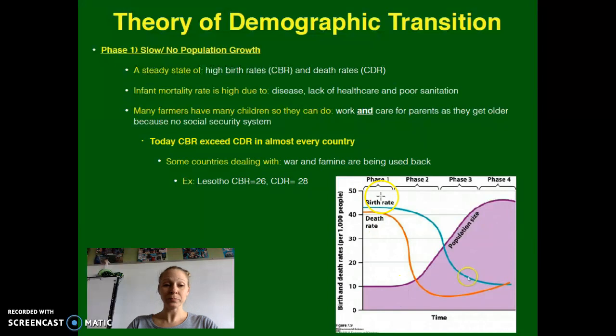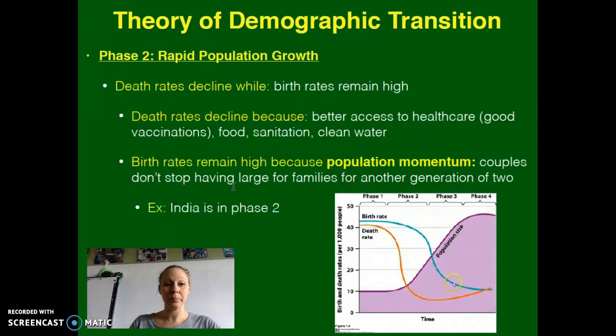And so there aren't many countries in today's world where this is still happening. However, there is a couple, one being Lesotho. The crude birth rate is 26, and the crude death rate is 28 people per thousand. And so this is, as we talked about in the past, due to the AIDS epidemic and wars and famine. So this is not a place in the world that we want countries to remain.